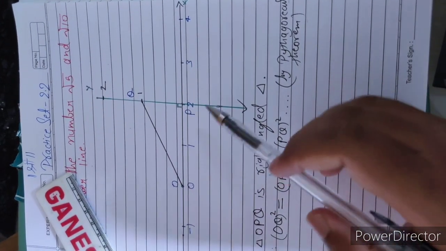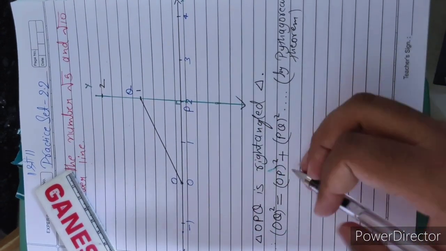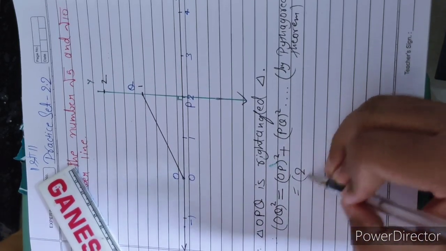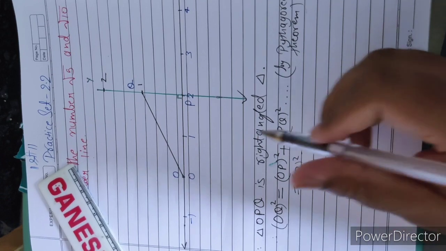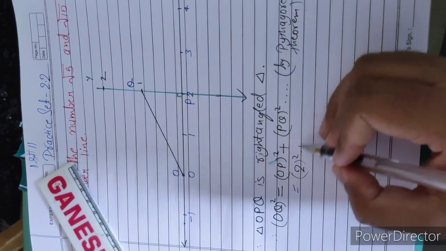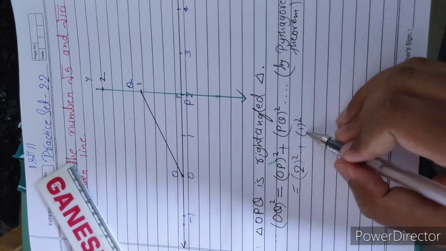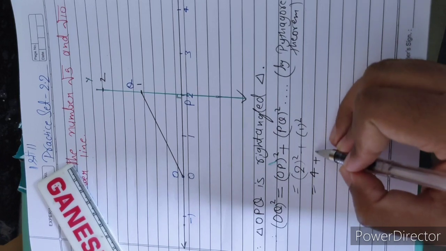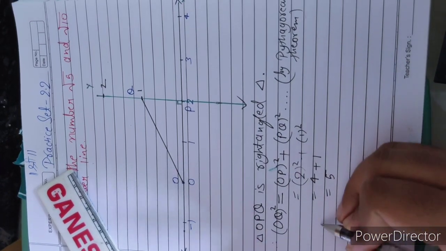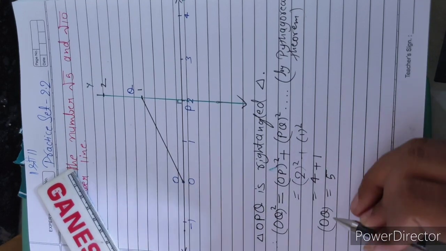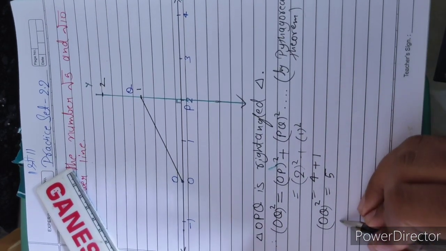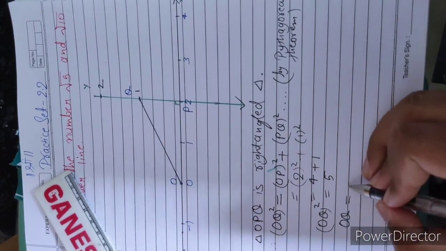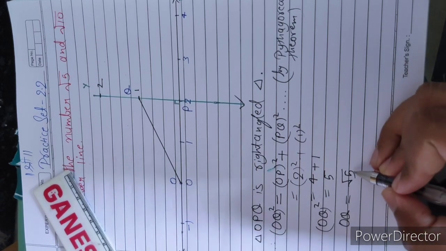Now we have to find the value of OQ. Here we have the value of OP, that is 2 units. So OP is 2 squared, and PQ has the coordinate 1, so PQ is 1 squared. Now the square of 2 is 4 and the square of 1 is 1. 4 plus 1 is 5. We got the value of OQ square, that is 5, but we want the value of OQ, so we will take the square root on both sides. So we get OQ is equal to root 5.